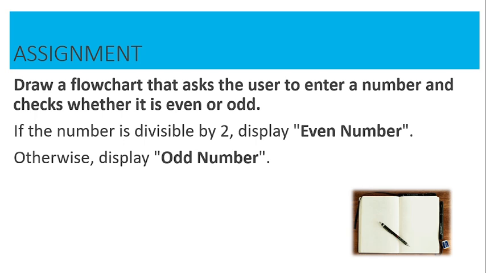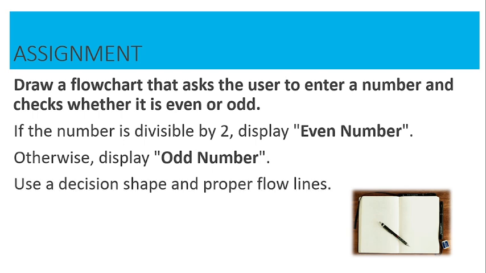Draw the flowchart. Input a number from the user. The number the user enters, you check whether the number is an even number or an odd number. If the number is divided by 2, then the number is an even number and the program displays even number. If it is not divisible by 2, then the number is an odd number and the program displays odd number. Use the decision shape and proper flow lines.